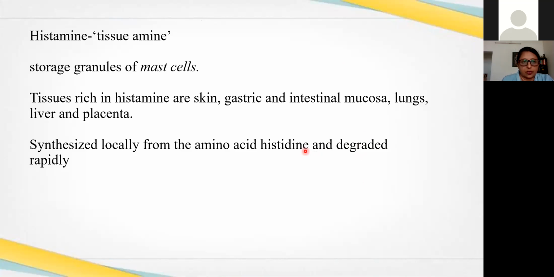Okay. So this histamine, as you know, it is a tissue amine and it is stored mainly in the mast cells as well as in the blood. It will be in the basophils. The tissues rich in histamine will be skin, gastric and intestinal mucosa, as well as lungs, liver and placenta. And you have already studied it is synthesized from the amino acid histidine. So that is about histamine and some more points.